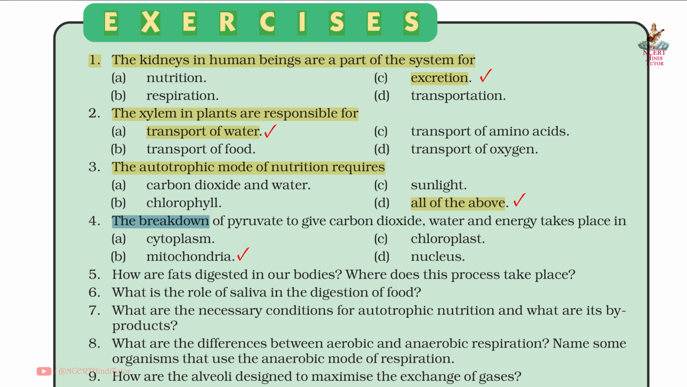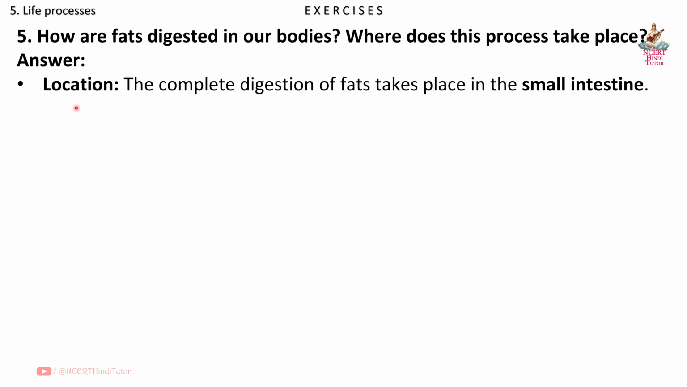Question 4. The breakdown of pyruvate to give carbon dioxide, water and energy takes place in answer B, mitochondria. Question 5. How are fats digested in our bodies? Where does this process take place? Answer. Location.